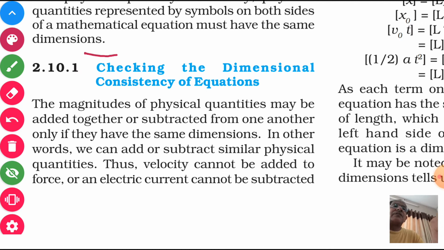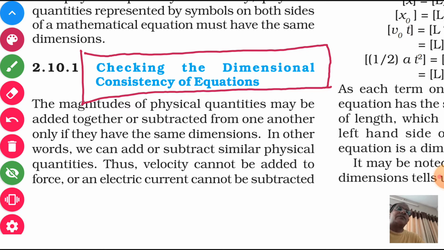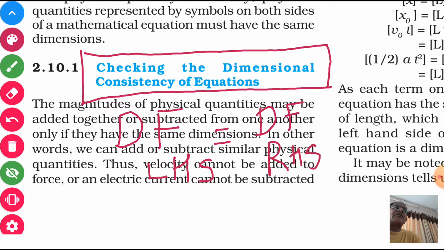The first application is checking the dimensional consistency of an equation. Checking the dimensional consistency of an equation means that the dimensional formula on the left hand side must be equal to the dimensional formula of the different quantities on the right hand side, or we can say dimensions on LHS must be equal to dimensions on RHS. How to do it now?